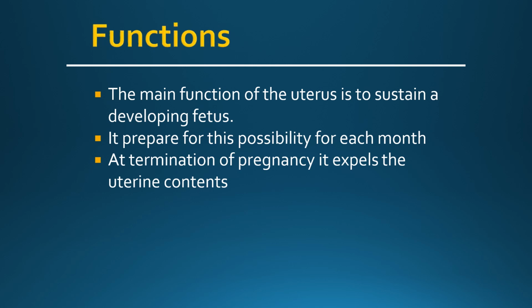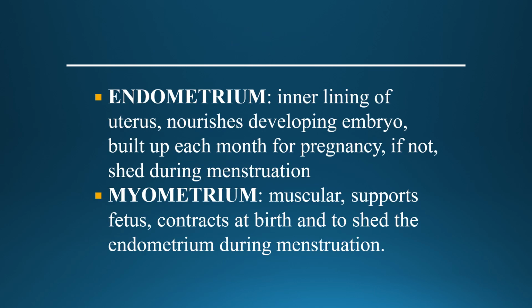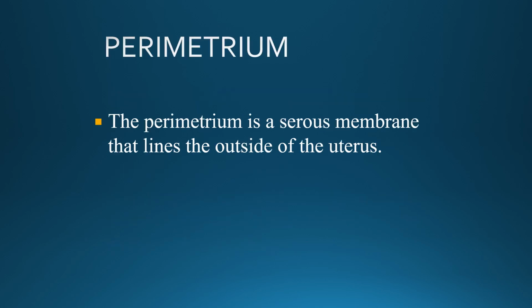The main function of the uterus is to sustain a developing fetus. It prepares for this possibility each month. At termination of pregnancy, it expels the uterine contents. The uterine layers are endometrium, myometrium and perimetrium. Endometrium is the inner lining of the uterus and nourishes the developing embryo; it is built up each month for pregnancy, and if not, shed during menstruation. And myometrium is muscular, supports the fetus, and contracts at birth and to shed the endometrium during menstruation. Perimetrium is a serous membrane that lines the outside of the uterus.